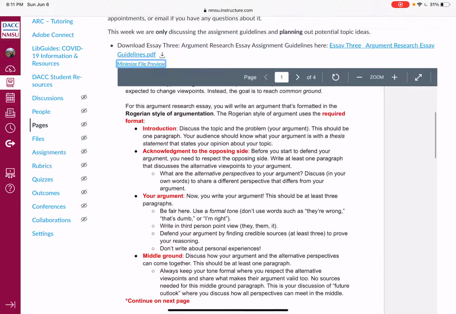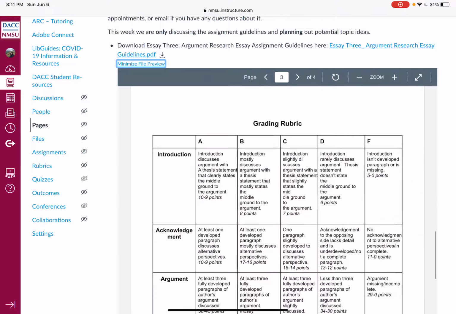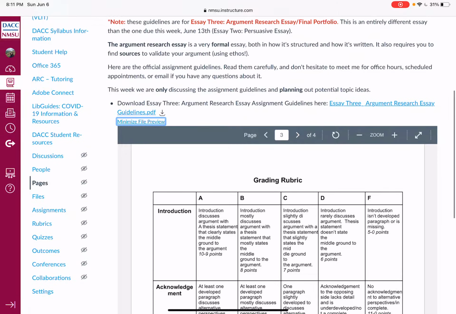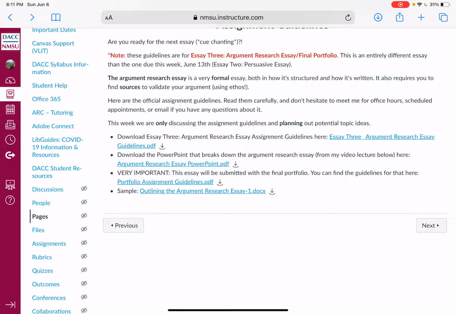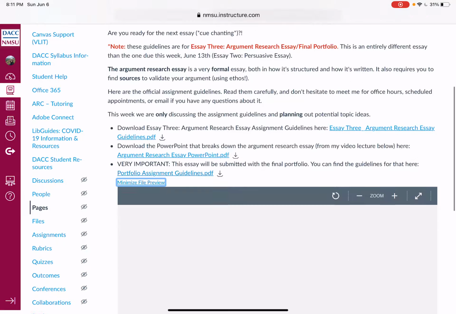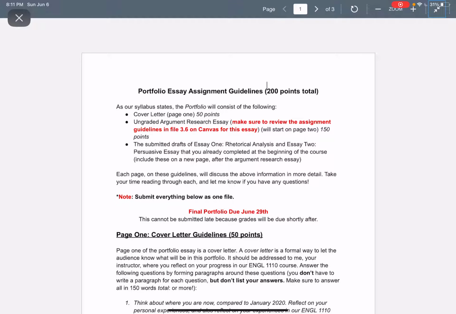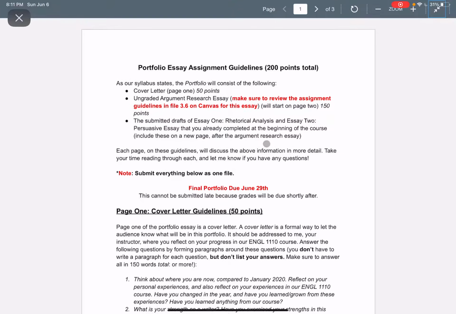These guidelines highlight what the PowerPoint went over, and then the grading rubrics here. The only other thing I want to add, because I understand if, with the interest of time, anything gets confusing, you're submitting this third essay, the argument research essay, with the portfolio. The final portfolio is a requirement for students in English 1110 to complete. It's a requirement of the department. So the portfolio is 200 points total because that's including the argument research essay that we just went over. Okay, so the portfolio has a few requirements too.